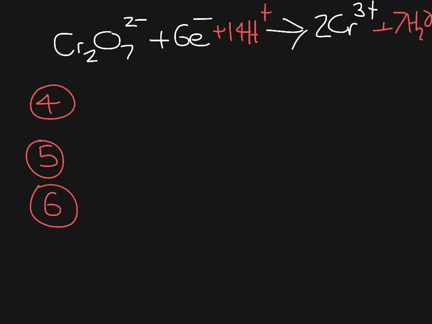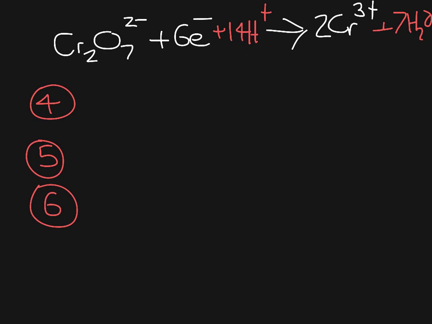With step 6, we go through checking our charges and then also the amount of elements, whether they're balanced or not. So we've actually got 2 chromium on the left, 2 chromium on the right. We've got 7 oxygen on the left, 7 oxygen on the right. We have 14 hydrogen on the left. We've got 14 hydrogen on the right.